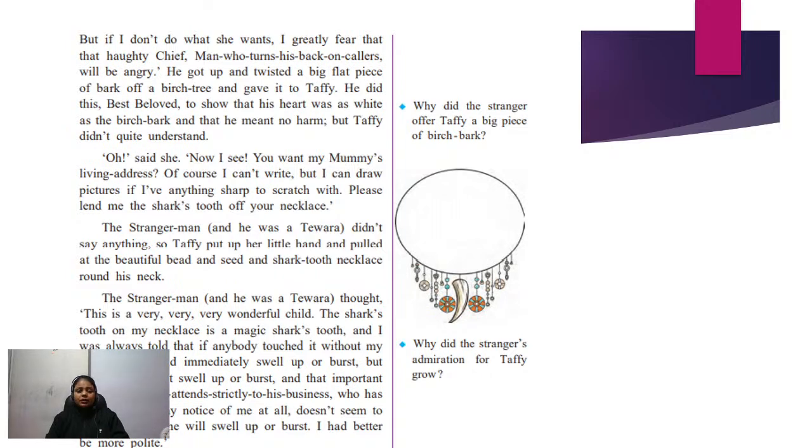Now here, the Tevara thought that Tegumai is some kind of chief. It seems that Tegumai is a chief and he will get angry if this Tevara won't listen to what Taffy is saying. So he just took out a birch bark. What is a birch bark? It's a tree bark. He took just a small piece of bark of a tree and gave it to Taffy, just to make her sure that he means no harm to them. But Taffy did not understand it.